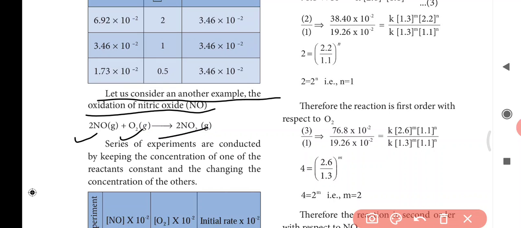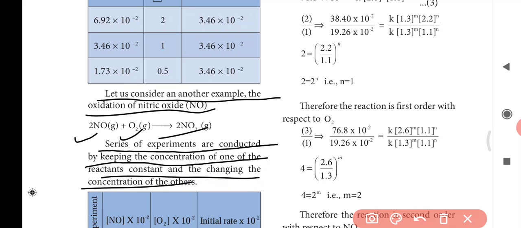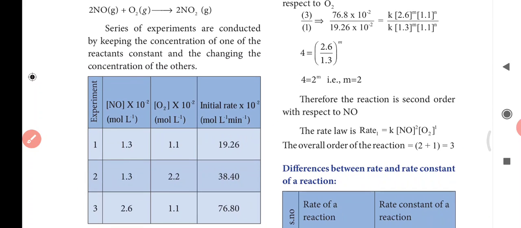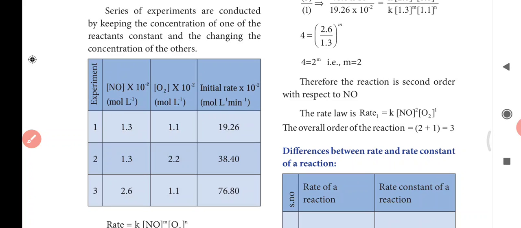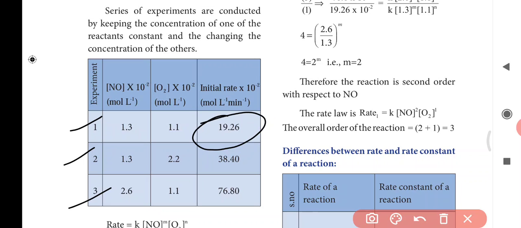A series of experiments is conducted by keeping the concentration of one of the reactants constant and changing the concentration of the other. Here we take various concentrations of nitric oxide. If the concentration changes, the rate of reaction also changes. This is the concentration of nitric oxide and the concentration of oxygen.